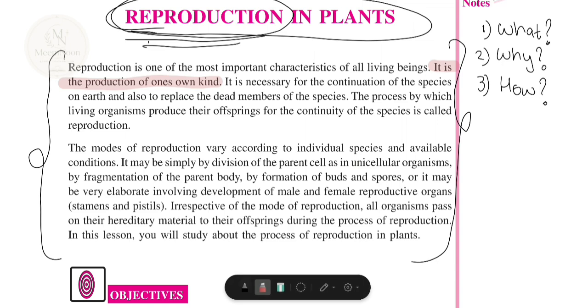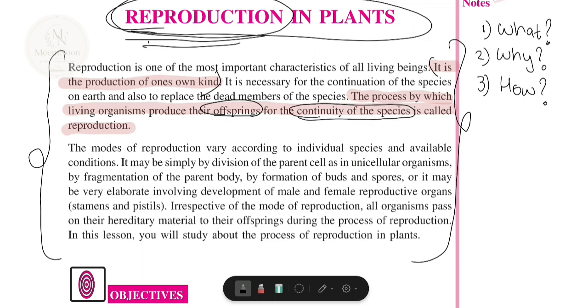This is just a small idea. This is not the definition. But here we have the definition. The process by which living organisms produce their offspring for the continuity of species is called reproduction. What does offspring mean? Kids, right? For the continuity of species, so that the species can continue.